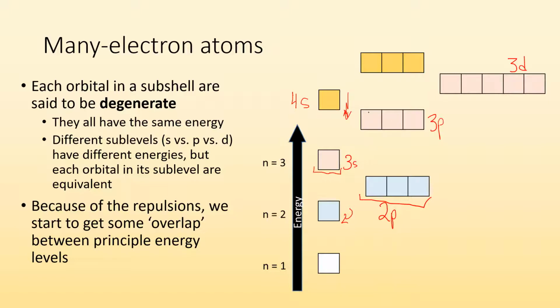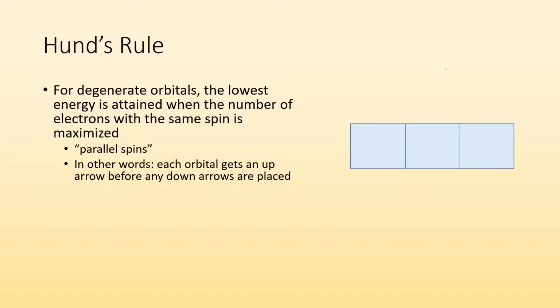So electrons are going to want to go into the 4s subshell before they actually start to fill out the third principal energy level. It gets messy, right? So first, let's take a look at Hund's Rule. Hund's Rule says for degenerate orbitals, the lowest energy is attained when the number of electrons with the same spin is maximized. So we call these parallel spins.